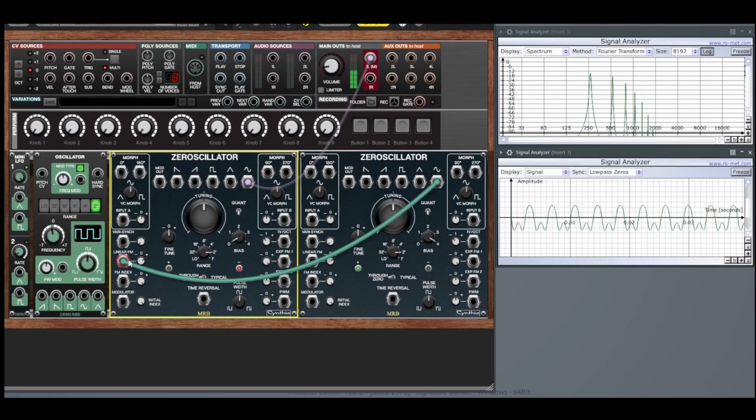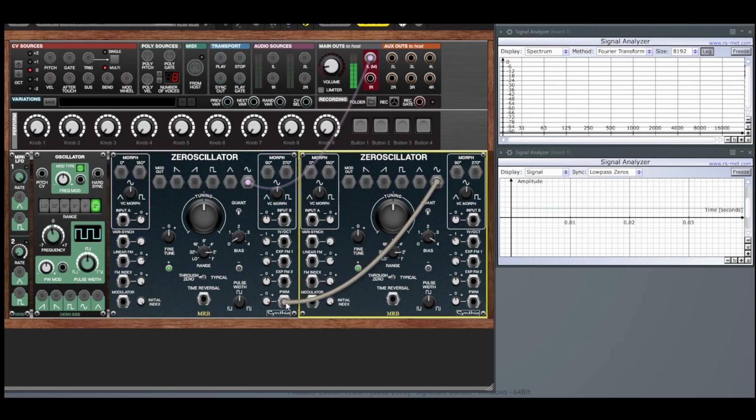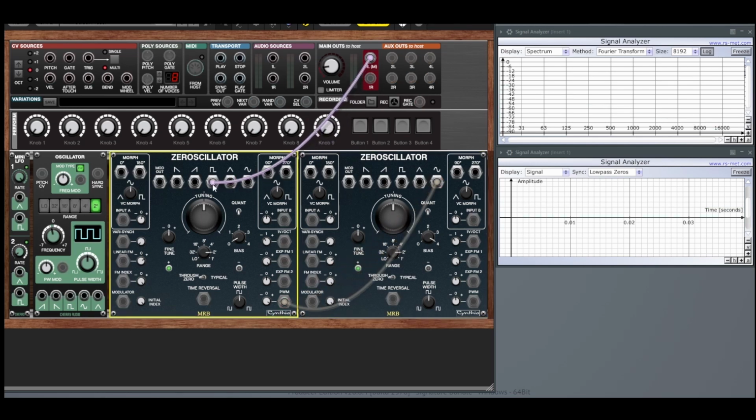Just a little speciality. If we modulate the pulse width of the square wave, we also get sound out of the Zeroscillator set to a bias of 0.